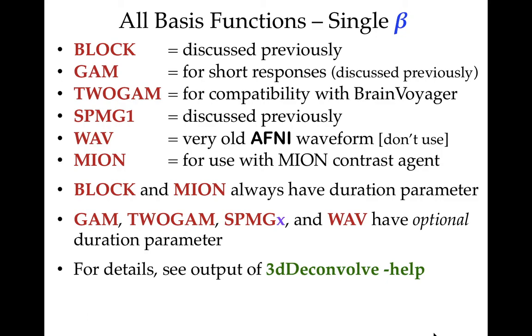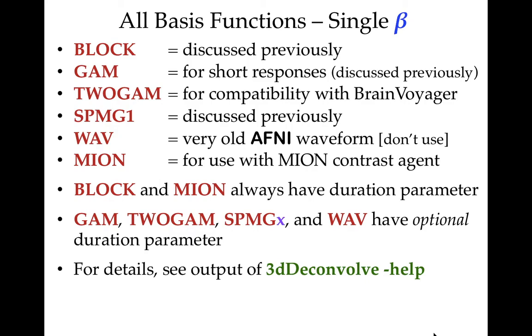The block we've discussed a lot. The GAM was discussed briefly. It's for short responses. The block is basically the GAM stretched out over time. There's another one called 2GAM, which is the sum of two different GAM functions, usually one with a negative component. This is for compatibility with the Brain Voyager software. The SPM-G1 we discussed briefly before. It's a special case of the 2GAM and is provided for compatibility with the SPM software.